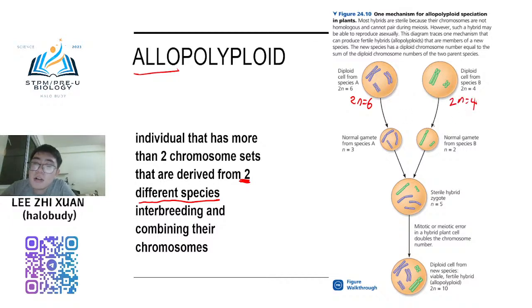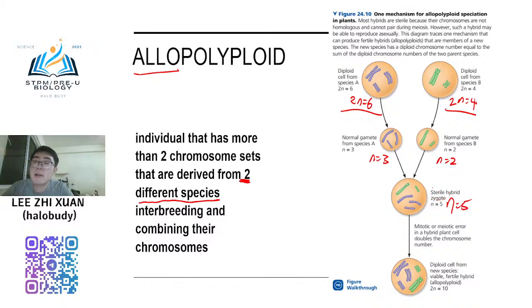After that, they undergo normal meiosis, so it will give n equal to 3 and n equal to 2. And then after that, they go through fertilization. So it will have n equal to 5. It is not 2n, because it is totally not the same as its parents. If the mother is 2n equal to 4 and the father is 2n equal to 6, then the offspring has 5. So we can't call it 2n; we assume that it is n equal to 5. And then this one is a sterile organism.